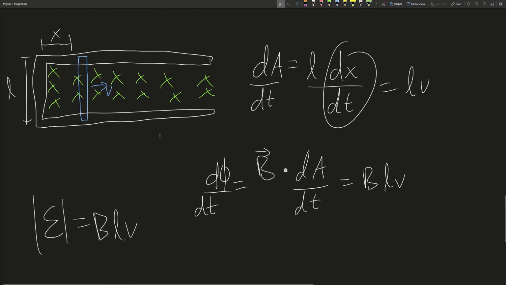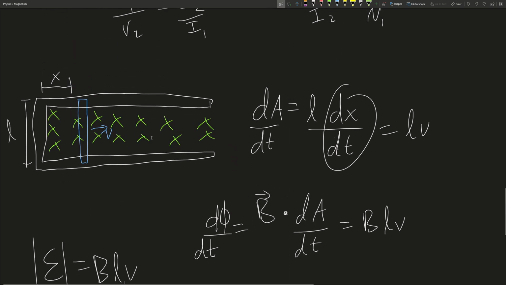And now let's find the direction of this. Since this area is increasing, if we choose our area vector to be pointing into the page, aligning with the magnetic field, the flux is also increasing. That means we want to counteract that increase in flux with an induced magnetic field in the opposite direction. So the induced field is going to be out of the page.